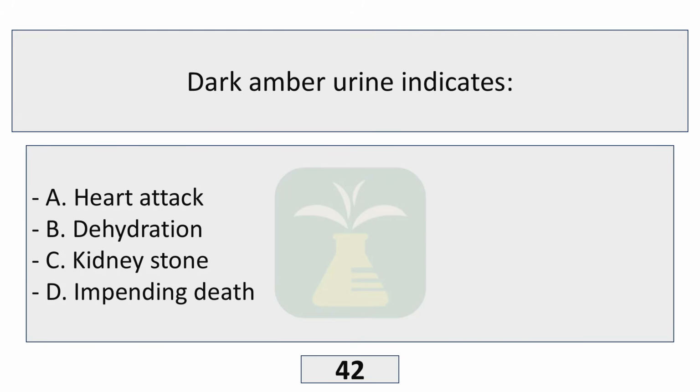Dark amber urine indicates A. Heart attack. B. Dehydration. C. Kidney stone. D. Impending death. Correct answer: B. Dehydration. Concentrated urine suggests inadequate hydration.